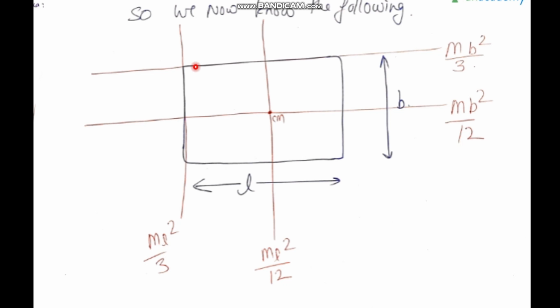So now we know that for this plate, the moment of inertia about this axis will depend on L, and it will be ML square by 3. And the moment of inertia about this will also depend on L, and it will be ML square by 12. Now if you focus on this axis, the perpendicular distance is B, so it is MB square by 3. Similarly for this axis, the perpendicular distance is B, so this is MB square by 12. So have a careful look at this. This is ML square by 3, this is ML square by 12. If I take this as the axis, it is this dimension which is involved, and answer is MB square by 3, and for this axis it is MB square by 12.